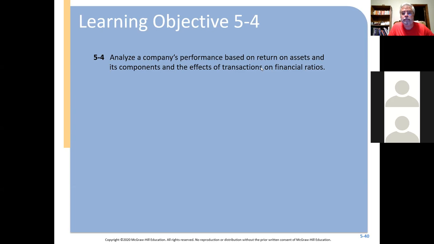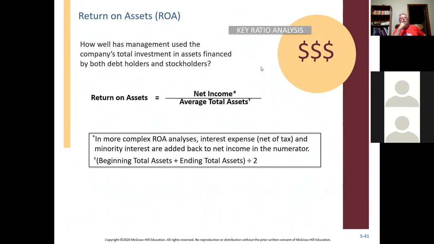Okay, the last learning objective for this chapter. This week, our focus is on return on assets. And return on assets represents a relationship between the net income being earned and the assets being employed.